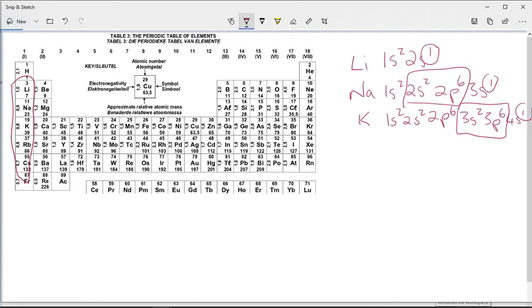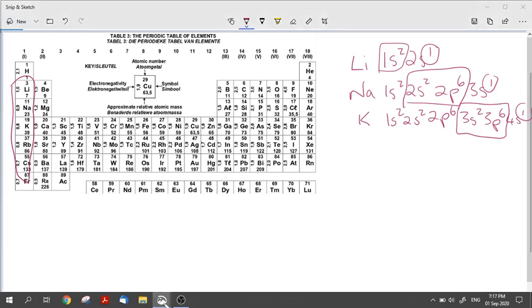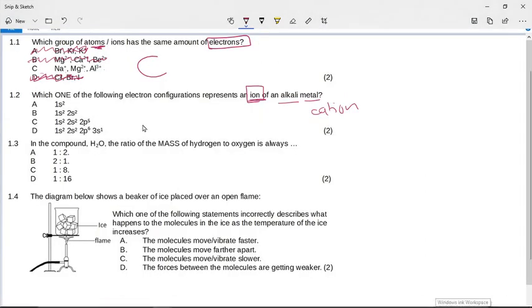But lithium has only got the 1s shell left, which is only 2, because you know the first shell can only accommodate 2 electrons. So let's go back, and so you try and answer the question before you look at the answers. Okay, so which one is an ion of an alkali metal? It's got to be A.